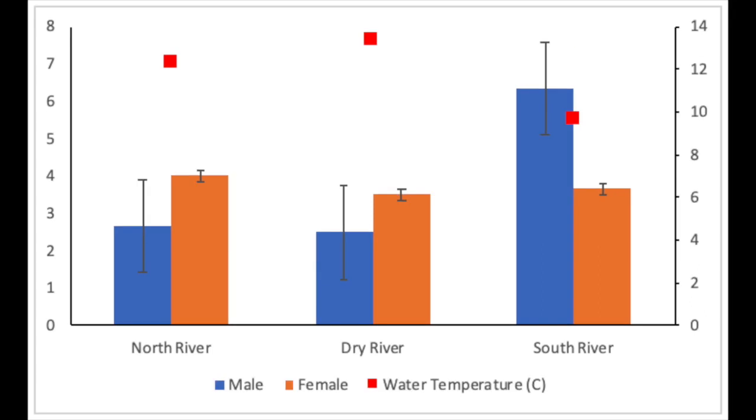Figure 3 is the same as Figure 2, but rather than showing pH readings, we showed the average water temperature per stream.